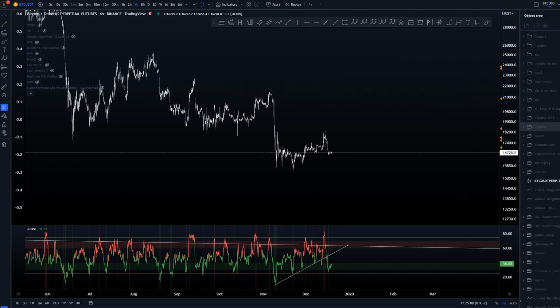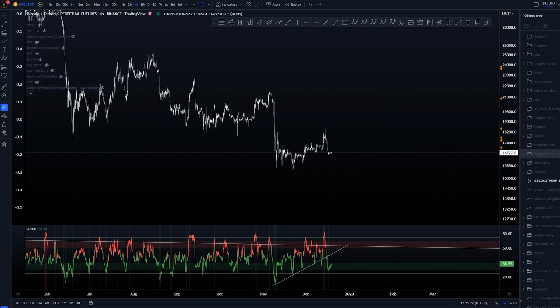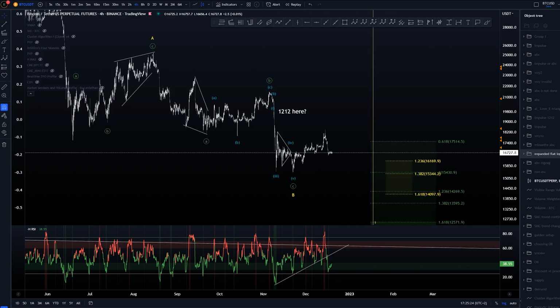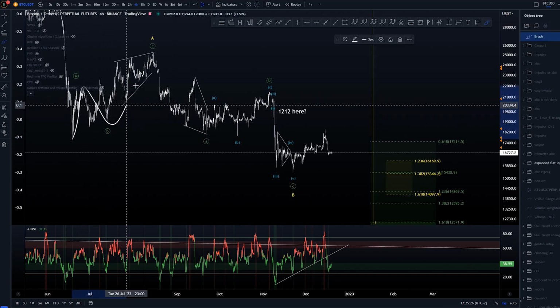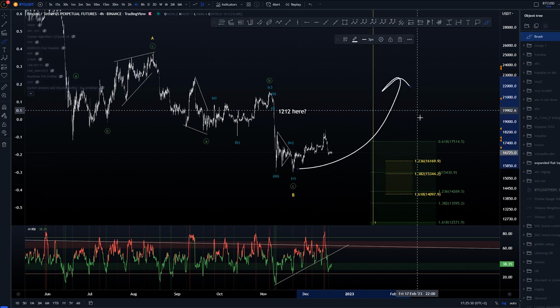Starting here on the 4 hour time frame, we had a few different ideas for the structures since the June lows. Some of them ended at these lows, and then we could be creating something new in the form of a corrective structure here. For that, we would have something like this, where we had this as an ABC into an A, ABC into B, and then we would be looking for a C wave.